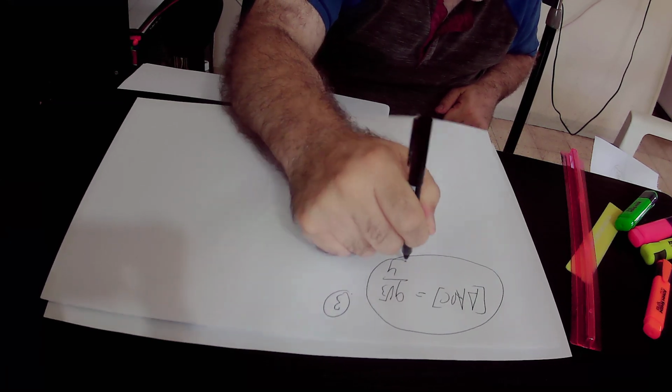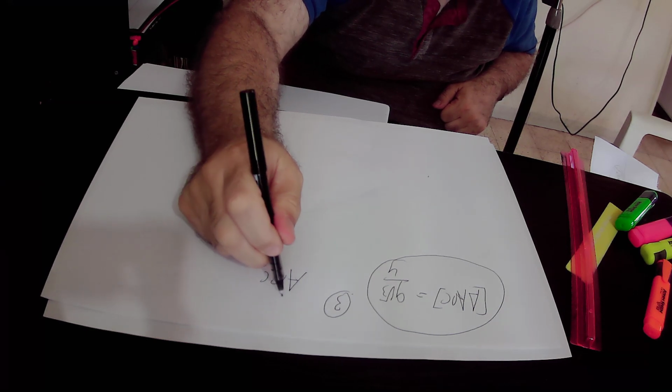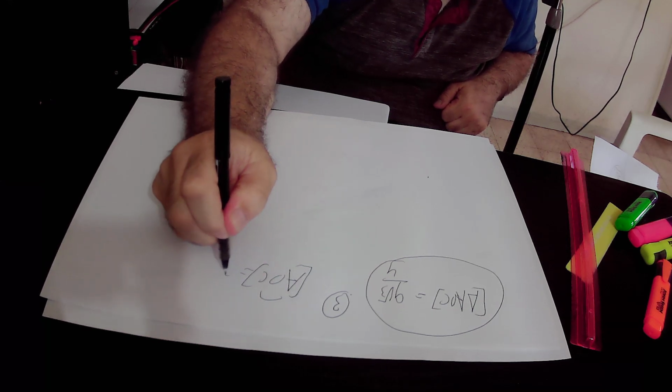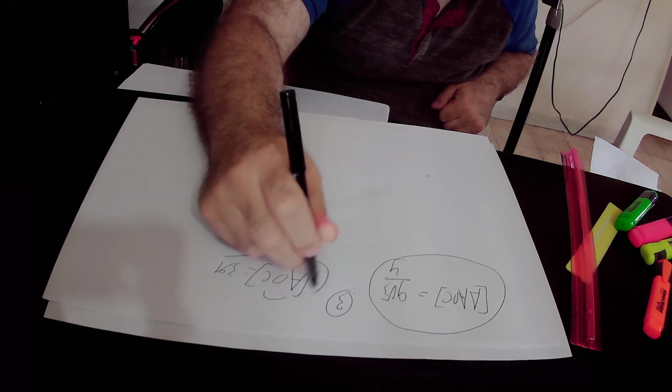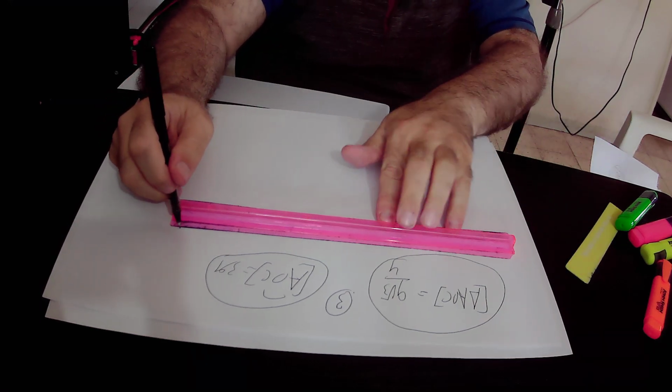We have already found out that the area of sector AOC equals 3 pi square units. But what is actually the area of the green shape?